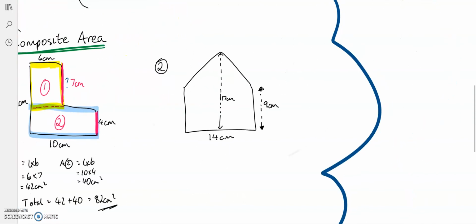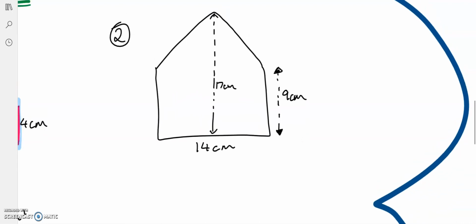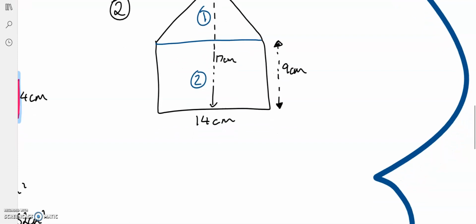Last example, we've got like the side of a house. Okay, so we've got the top, the whole top and bottom is 17 centimetres. This part here on the side is 9 centimetres, and we've got 14 centimetres. So we're going to need to split this up. We're going to split this up into a triangle, shape 1, and a rectangle, shape 2.